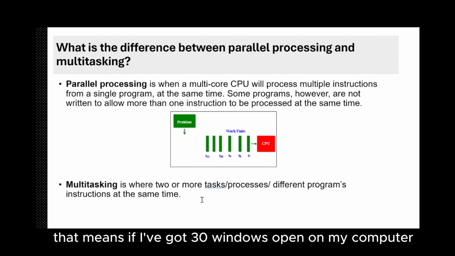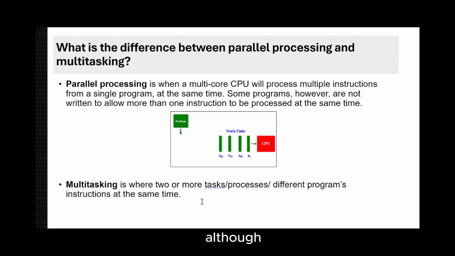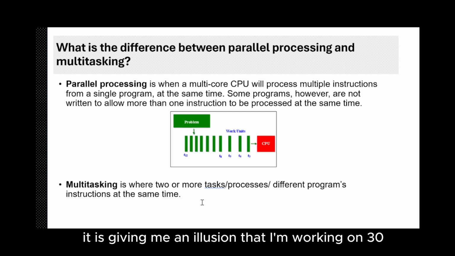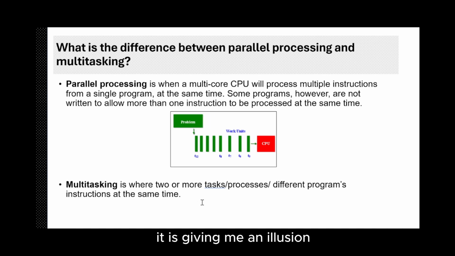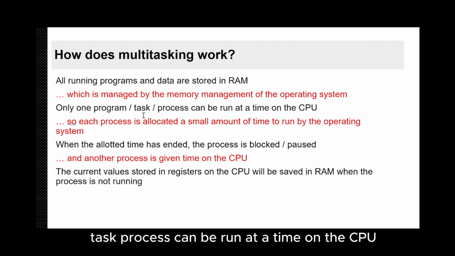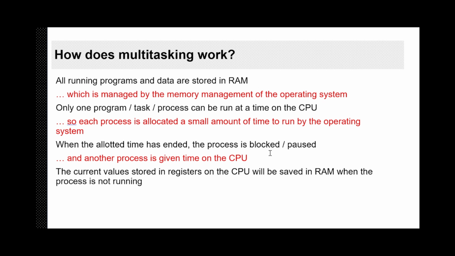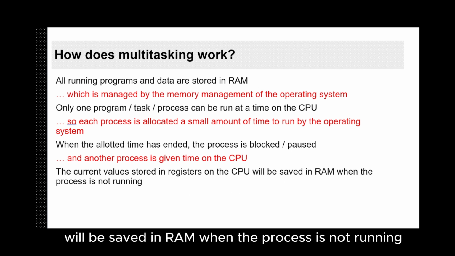That means if I have got 30 windows open on my computer, but I will only be working on one at a time, although it is giving me an illusion that I'm working on 30 windows, but I'm not. The CPU is only working on one task. It is giving me an illusion. That's why it's called multitasking. How does multitasking work? All running programs and data are stored in RAM. Only one program, task, process can be run at a time on a CPU, which I explained earlier on. When the allocated time has ended, the process is blocked. The current values stored in registers on the CPU will be saved in RAM when the process is not running.